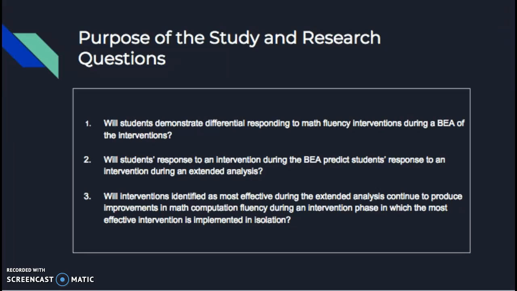And the researchers asked three particular questions. Will students demonstrate differential responding to math fluency interventions during a BEA of the interventions? Number two, will students' response to an intervention during the BEA predict students' response to an intervention during an extended analysis? And finally, will the interventions identified as most effective during the extended analysis continue to produce improvements in math computation fluency during an intervention phase in which the most effective intervention is implemented in isolation?